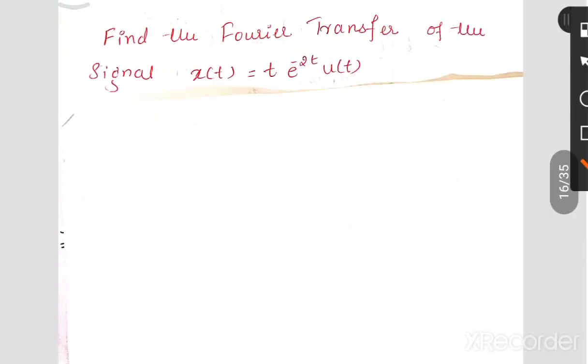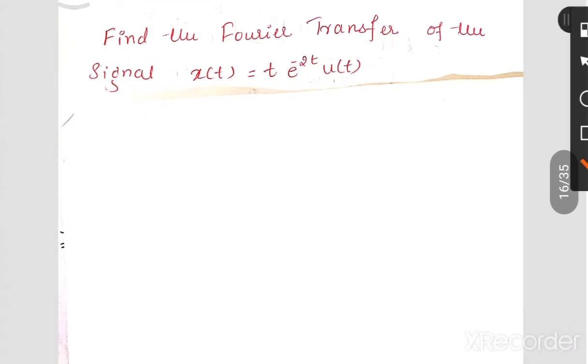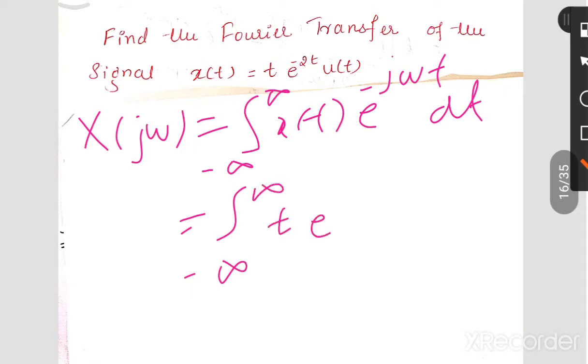Now we'll move to the next example. Find the Fourier transform of the signal x of t equal to t into e raised to minus 2t into u of t. We can do it directly by taking the Fourier transform, that is X of j omega equals integration from minus infinity to plus infinity of x of t into e raised to minus j omega t into dt. Now we substitute x of t as t into e raised to minus 2t into u of t, into dt.